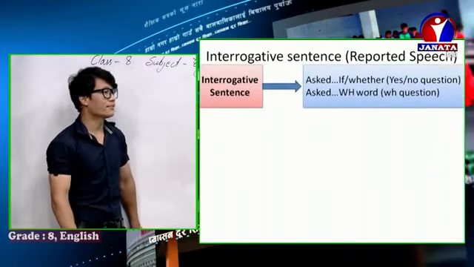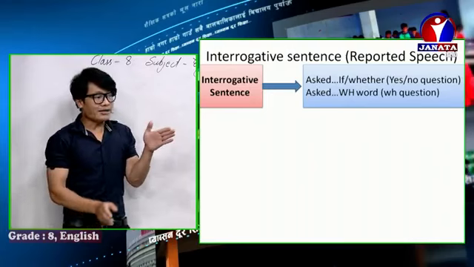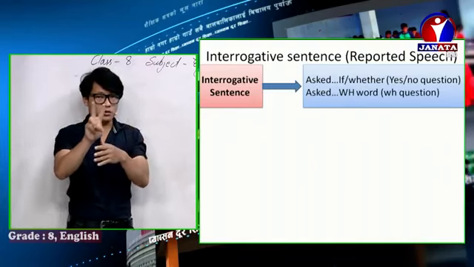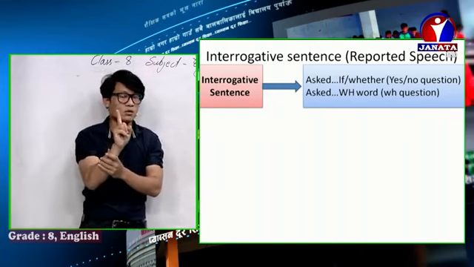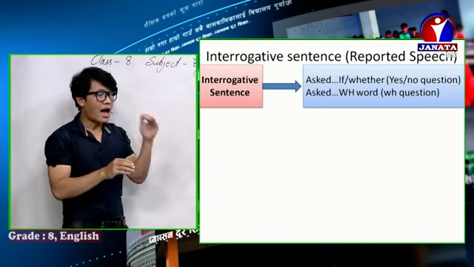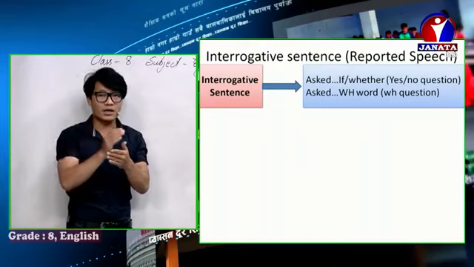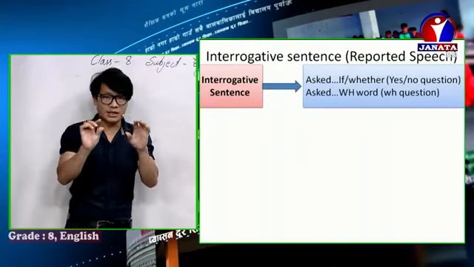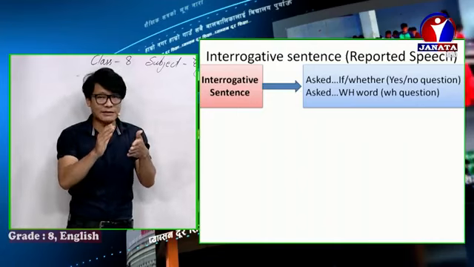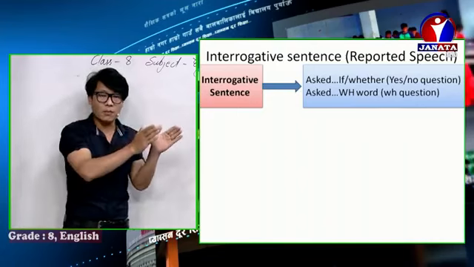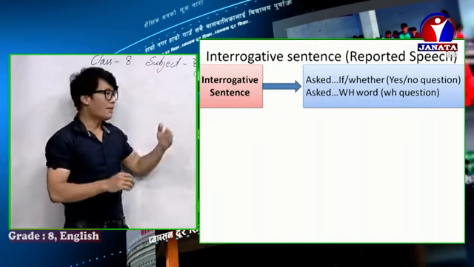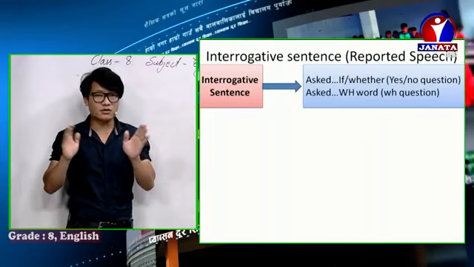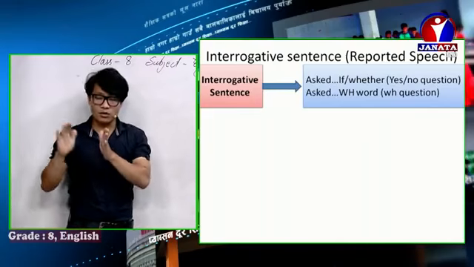Interrogative sentence. Ask if or whether. Two options are there, so you can choose one. Use ask if or whether for yes/no questions. When there are yes/no questions, you need to write ask if or whether for joining the reporting and reported. And for WH questions, you need to use ask with a WH word.